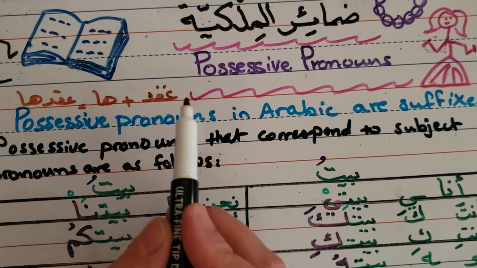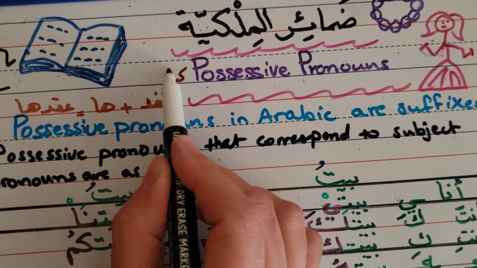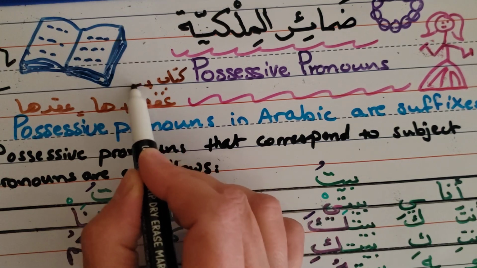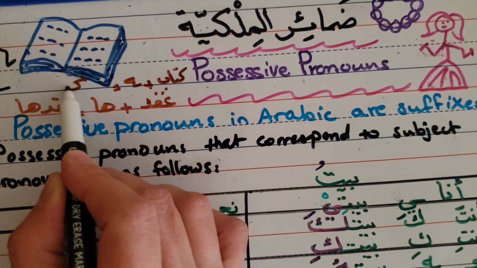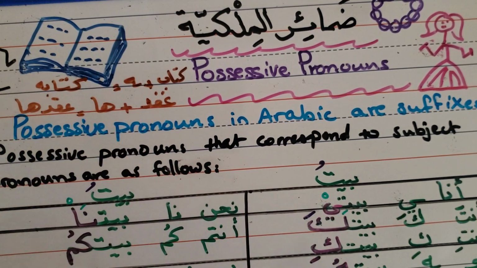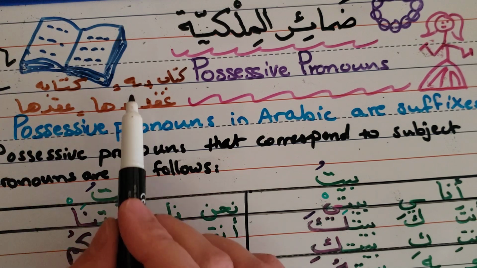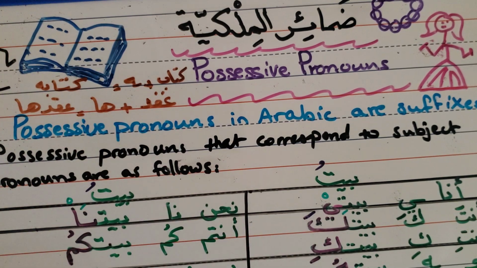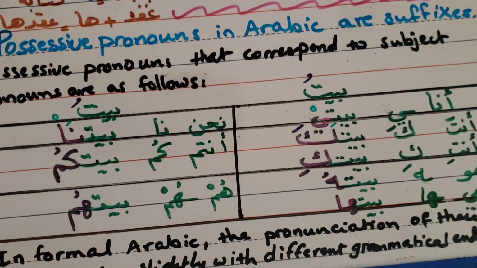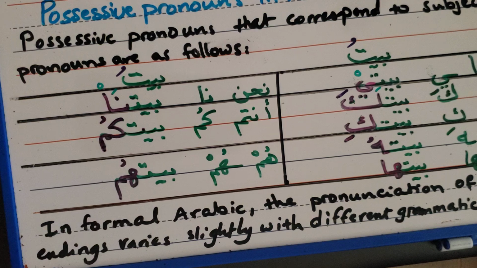Likewise, kitabuhu: if you have kitab plus hu, that equals kitabuhu. Again, the hu ending cannot be a word. It doesn't stand alone in a sentence. It has to be attached to the end of a noun, and that's why we call it a suffix. So possessive pronouns are considered suffixes, and possessive pronouns that correspond to subject pronouns are as follows.